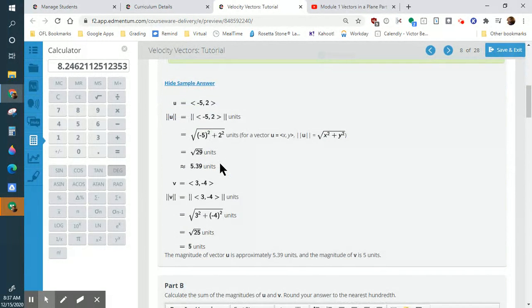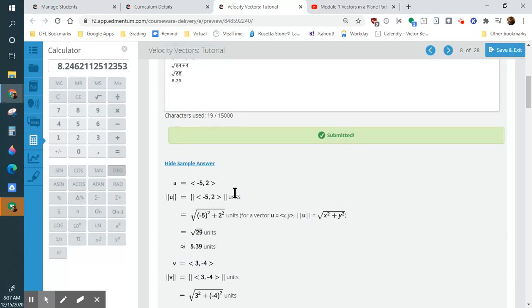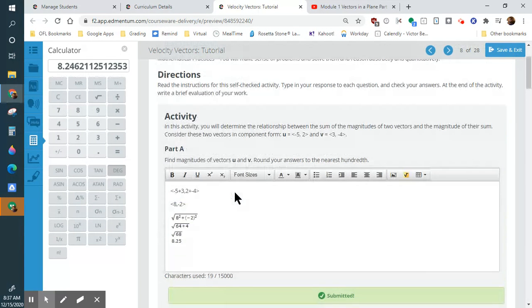You can see all the work that they did. And wait a minute, what happened here? What did I do wrong? -5. Oh my gosh. So that -5, I didn't see that negative. Changes this to 2.